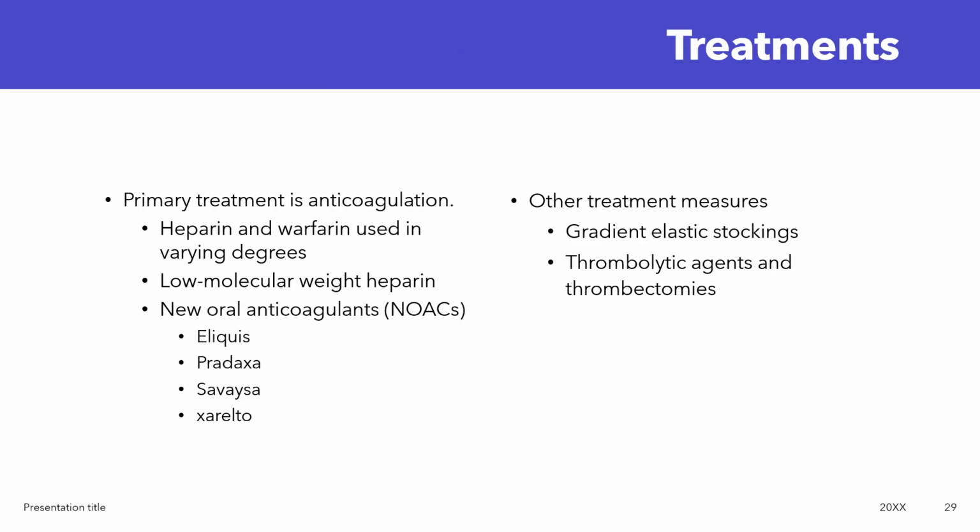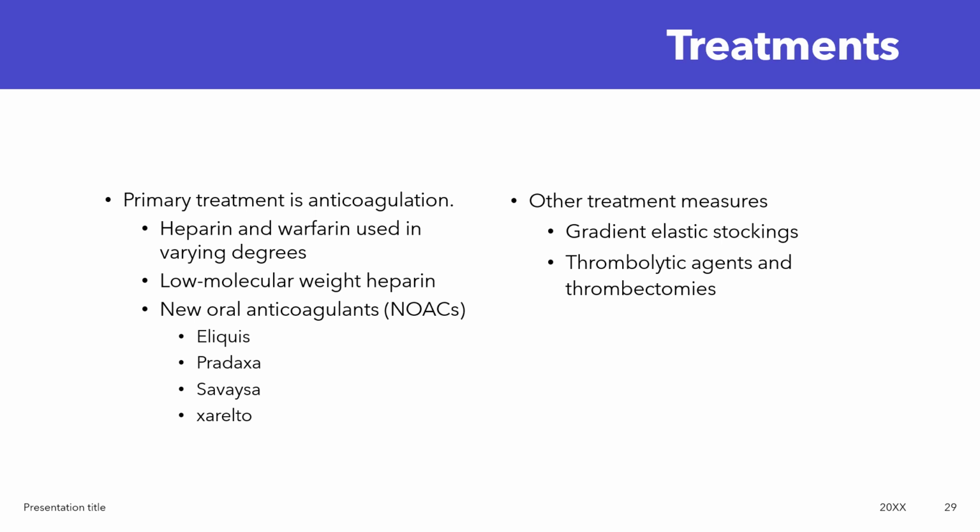All right, treatment. So if you do find a DVT, it needs to be treated. The primary treatments are anticoagulation drugs. So heparin and warfarin are still used to varying degrees, along with Lovenox. There's also a lower weight heparin now, and these are often injected into the patient's abdomen. There's also a lot of new oral anticoagulants on the market. You might hear them advertised as Eliquis, Pradaxa, Savaysa, and Xarelto.